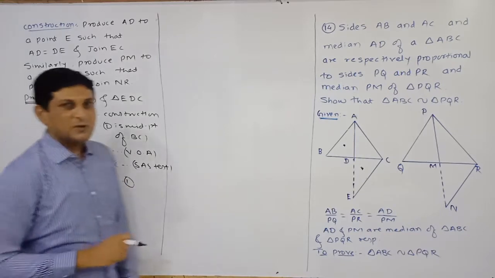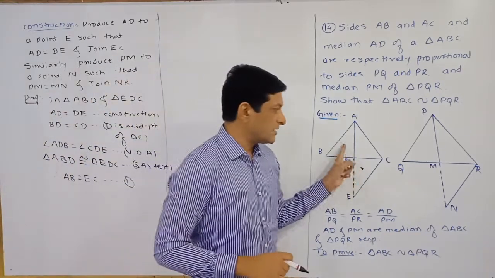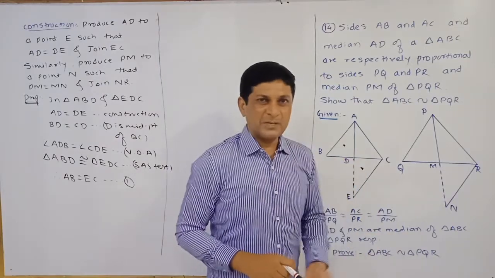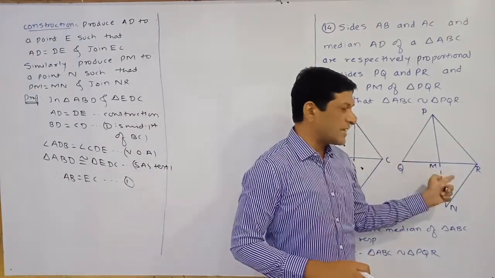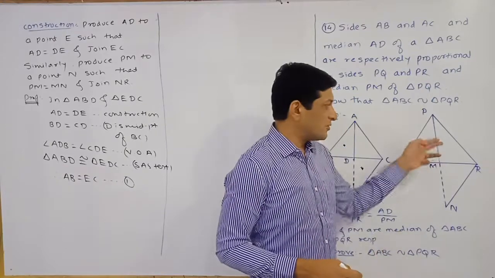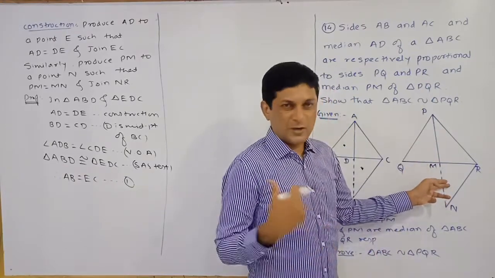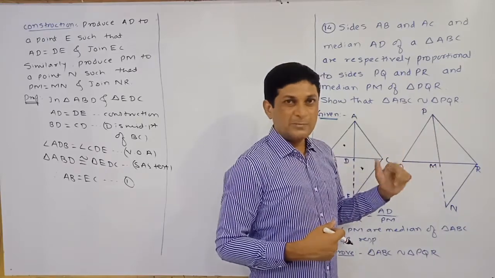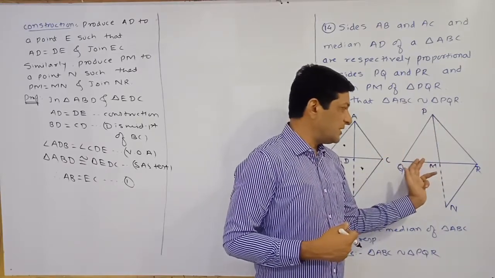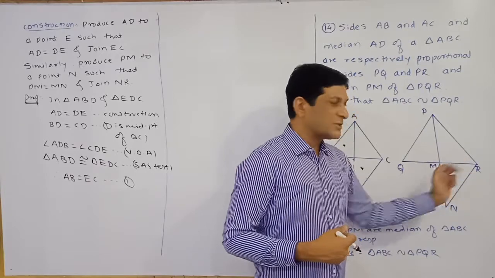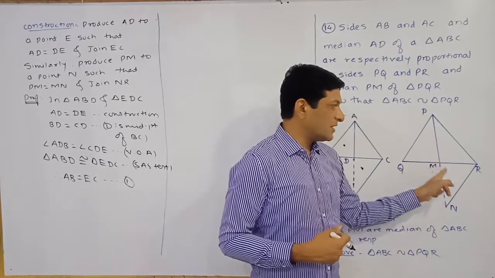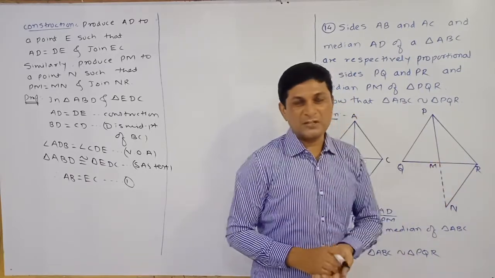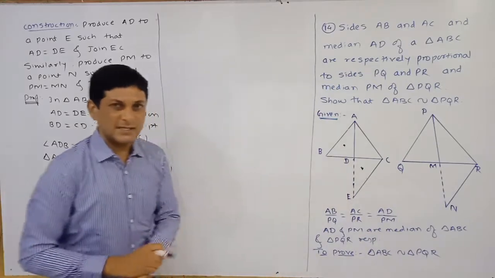Now the method which I applied to show that these two triangles are congruent is exactly the same method applicable to show that these two triangles are congruent, because here also PM will be equal to MN according to our construction. M is the midpoint because PM is what? A median. So M is the midpoint means QM will be equal to MR, and these are vertically opposite angles. So we are able to show that these two triangles are congruent by the SAS test.